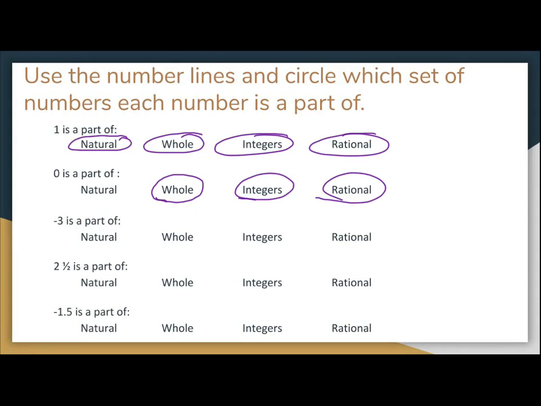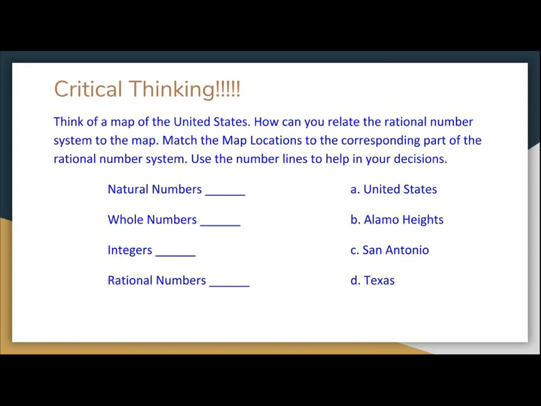If our number lines continued even further, with -3, we would see that those were on the integer and the rational number lines. They would not be included on the natural and the whole number lines. 2.5, since it has a fraction, would only be on the rational number line, as well as -1.5, because it has a decimal, would only be on the rational number line.